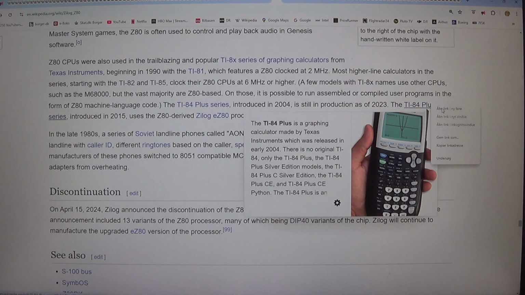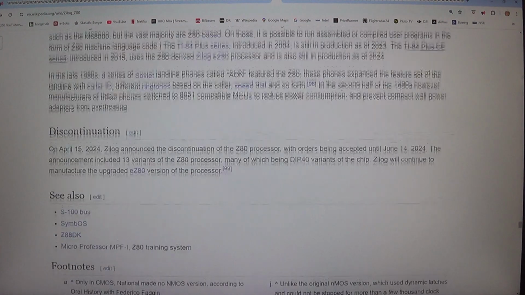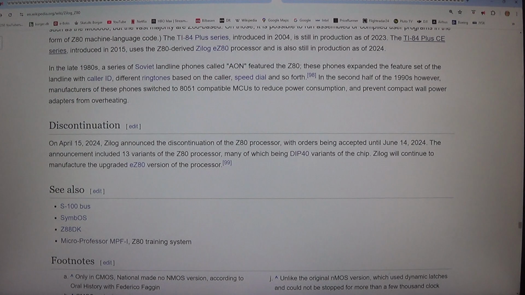In the late 1980s, a series of Soviet landline phones called AON featured the Z80. These phones expanded the feature set of the landline with caller ID, different ringtones based on the caller, speed dial and so forth. In the second half of the 1990s, however, manufacturers of these phones switched to 8051 compatible MCUs to reduce power consumption and prevent compact wall power adapters from overheating.